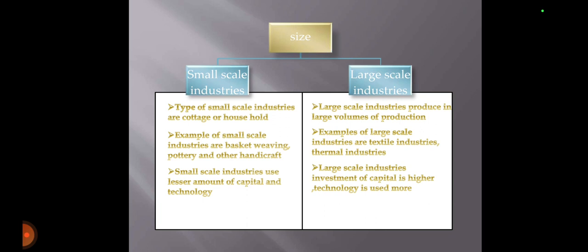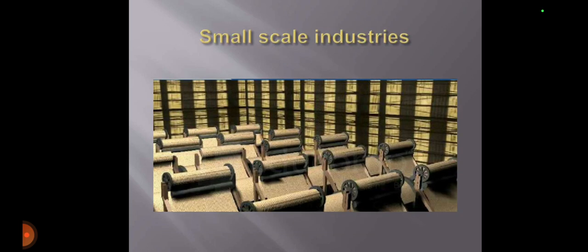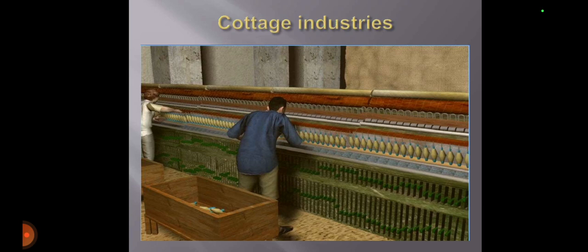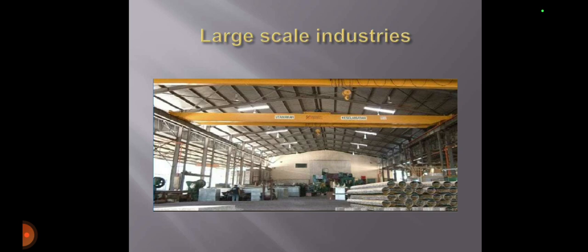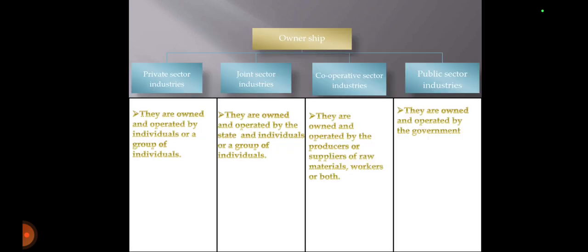Small-scale industries use a lesser amount of capital and technology. In large-scale industry, investment of capital is higher and technology is used more. Small-scale industry, see the picture, where investment is small, and cottage industry. And here, large-scale industry, where large investment and technology is used.